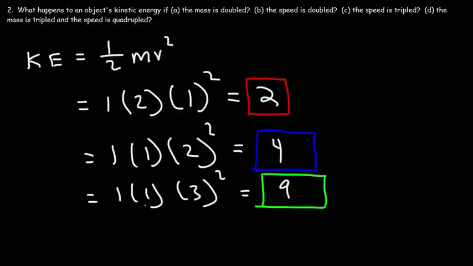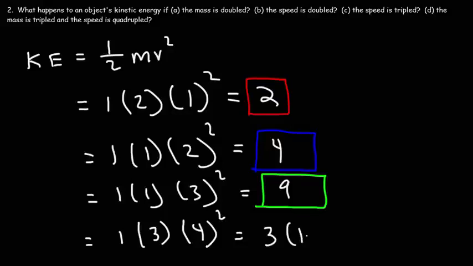Now what about part D? What if we triple the mass and we quadruple the speed? So we're going to replace m with 3 and v with 4. 4 squared is 16. 3 times 16 is 48. So in this case, the object's kinetic energy will increase by a factor of 48.